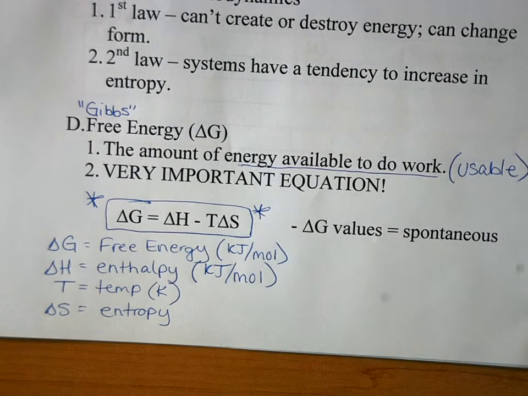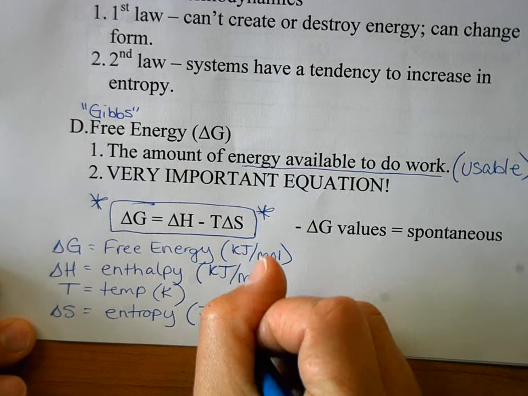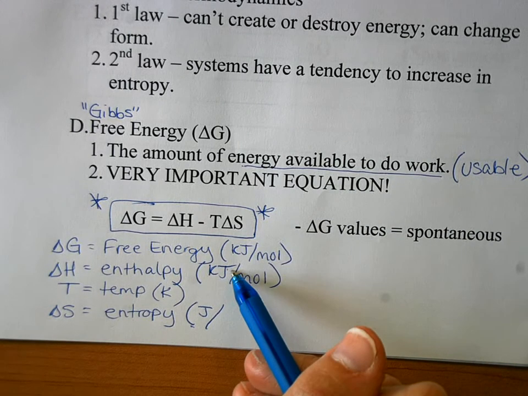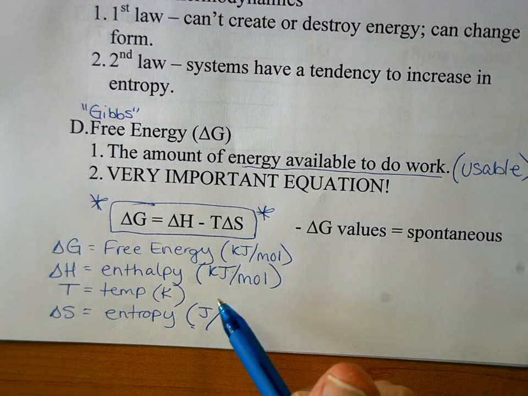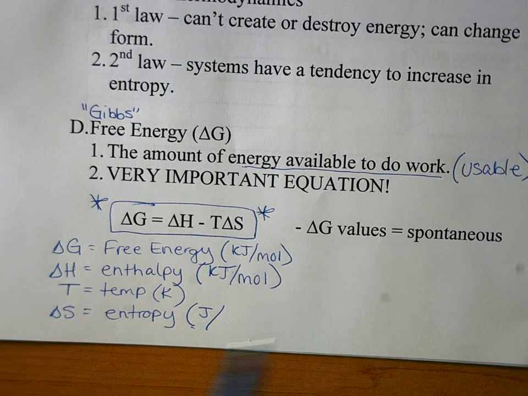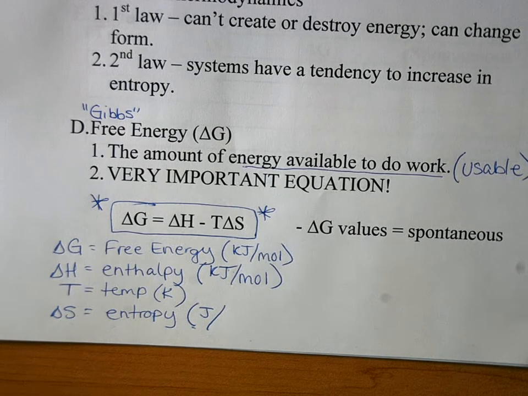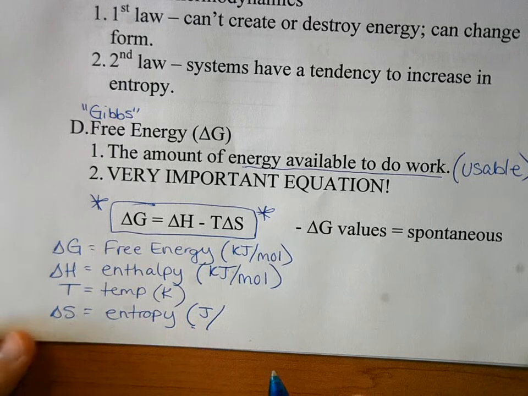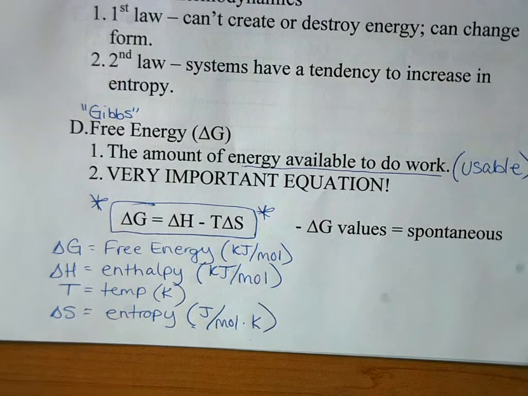Now here's the tricky thing. It's not too tricky, you just have to pay attention to it: entropy is almost always given in joules and not kilojoules. The other two, delta G and delta H values, are always given in kilojoules. Delta S values are given in joules, usually just because delta S is a much smaller number than these other two, but it requires you to convert and make sure that the units are the same when you're doing your calculations. So it's joules over moles, and then the temperature as well is part of that.